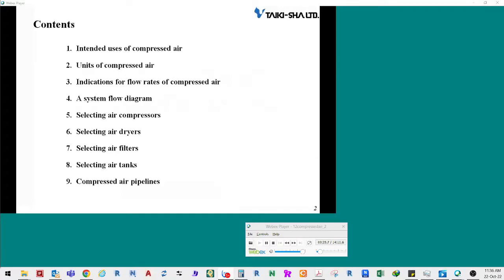1. Intended uses of compressed air. 2. Units of compressed air. 3. Indications for flow rates of compressed air. 4. A system flow diagram. 5. Selecting air compressors. 6. Selecting air dryers. 7. Selecting air filters. 8. Selecting air tanks. 9. Compressed air pipelines.